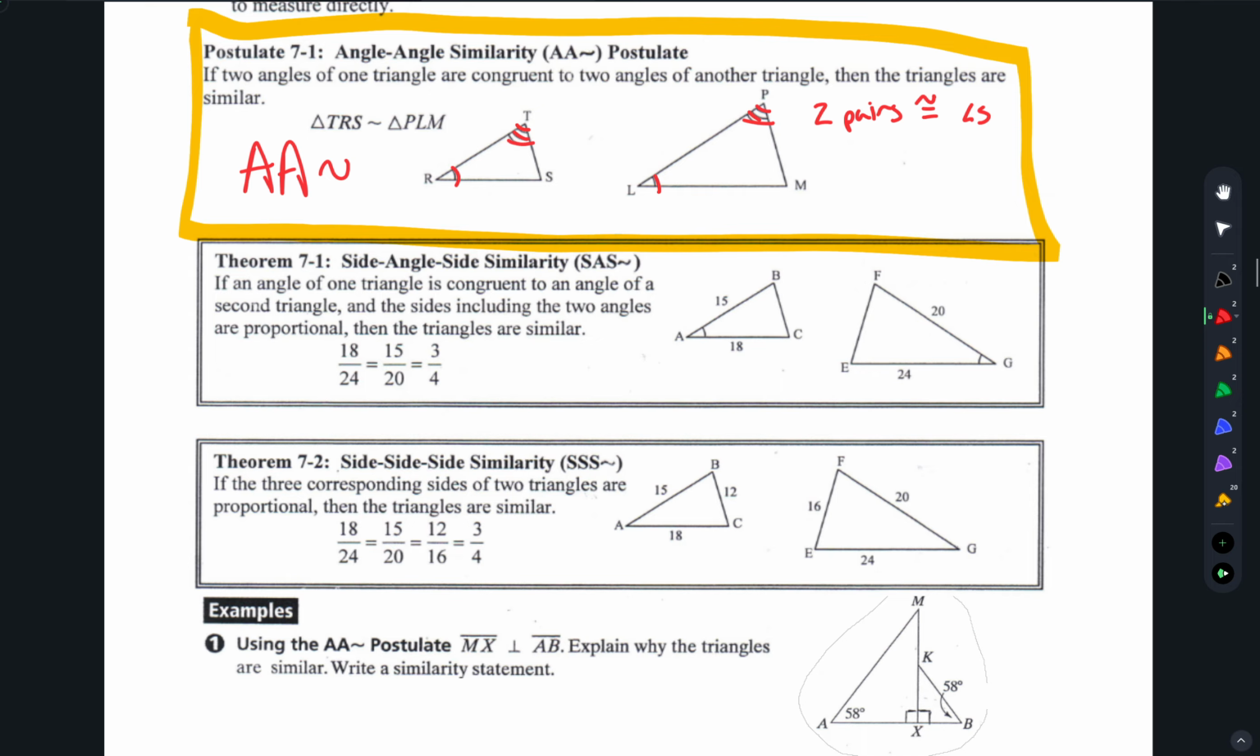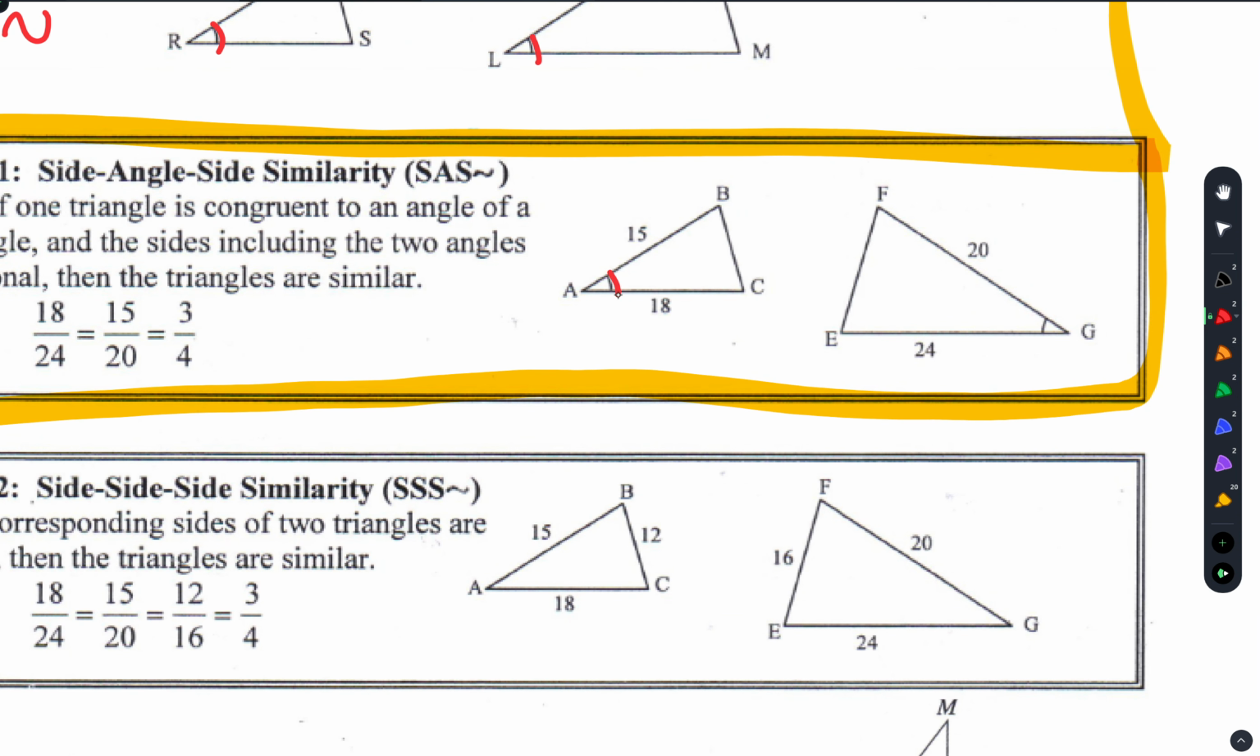The next one is SAS. If you remember about SAS when we talked about congruence, remember that the order of those pieces matters. SAS has an angle that is sandwiched in between two sides. So we can see that in the diagram here. Here's my angle in the middle of two sides. So very similar to what we were doing with congruent triangles. However, there is one main difference.